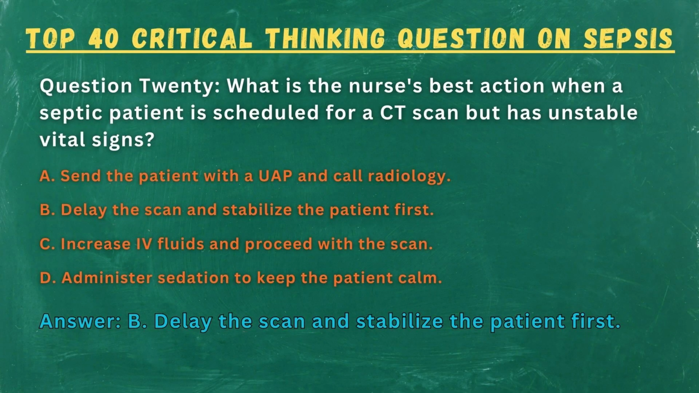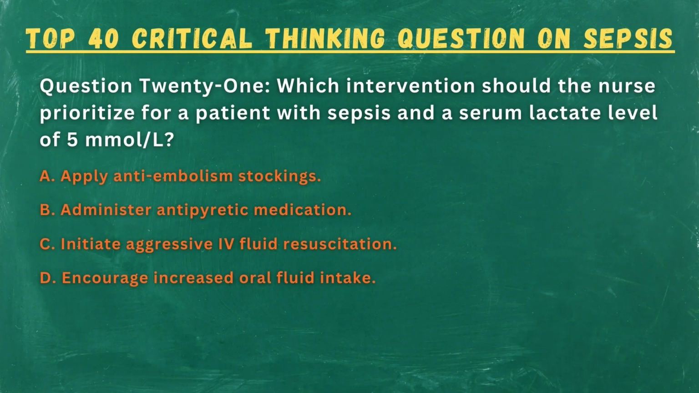Answer: B. Delay the scan and stabilize the patient first. Question 21. Which intervention should the nurse prioritize for a patient with sepsis and a serum lactate level of 5 millimoles per liter? A. Apply antiembolism stockings. B. Administer antipyretic medication. C. Initiate aggressive fluid resuscitation. D. Encourage increased oral fluid intake.